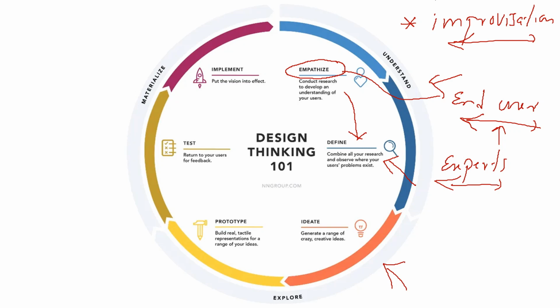So these two steps require a major amount of brainstorming, right? Major brainstorming with the end users as well as experts to identify varieties of solutions for the varieties of problems which we have identified. And these things we have discussed in our last 2 or 3 classes.